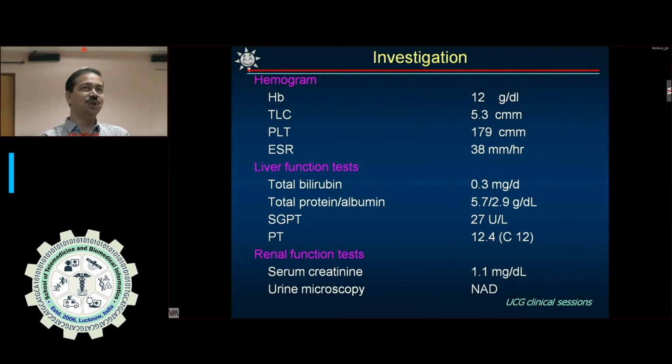So what is the differential diagnosis? Diagnosis would be, and the lump on examination looked more like retroperitoneal. The lump on examination looked more like, no, intraperitoneal.